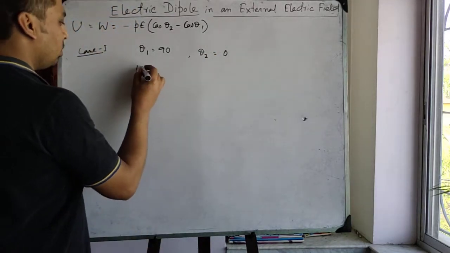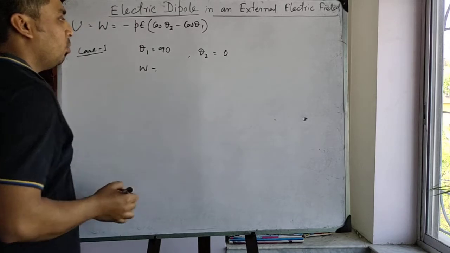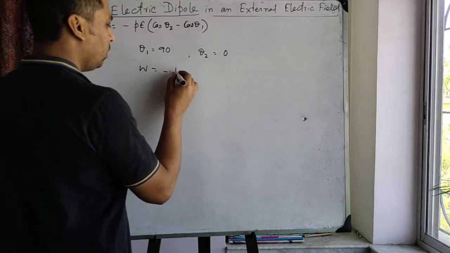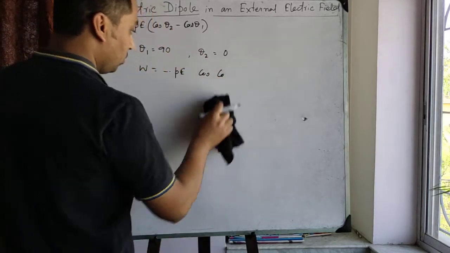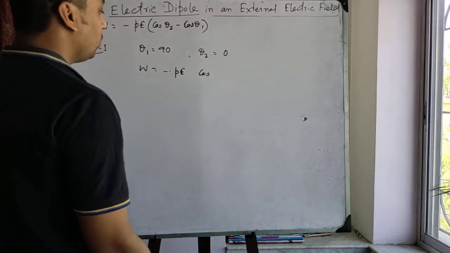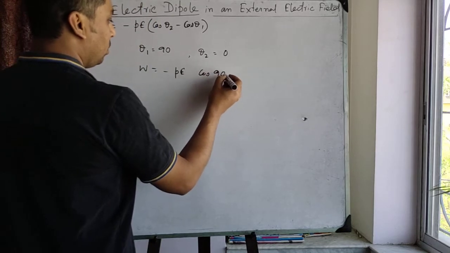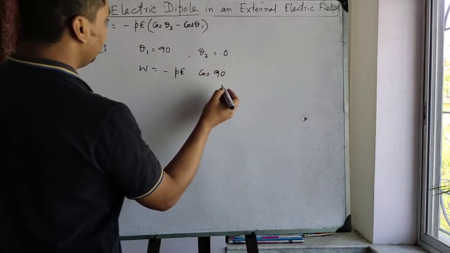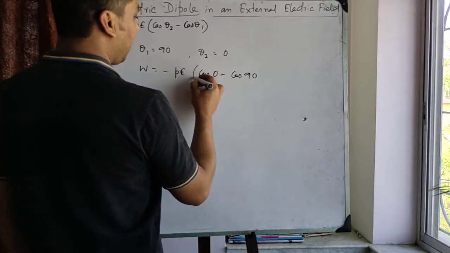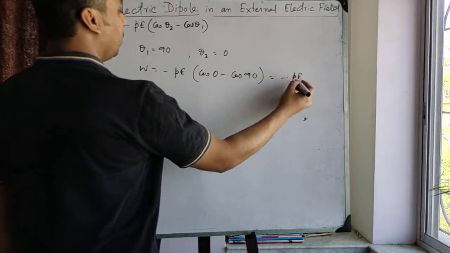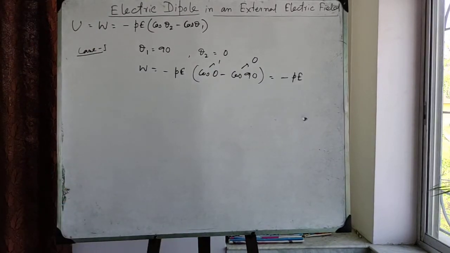So the work done is W equal to minus PE times cos 0 minus cos 90. This is 1, this is 0. So this is minus PE.